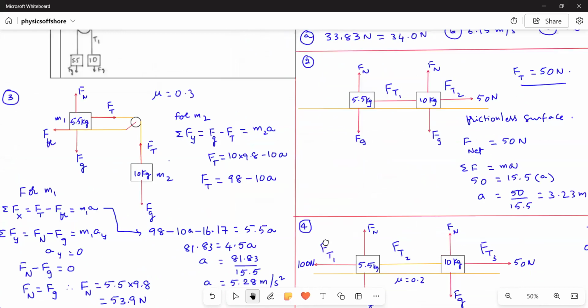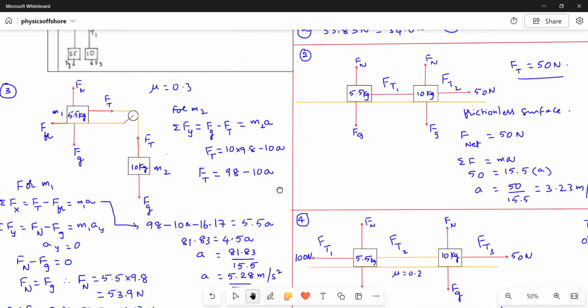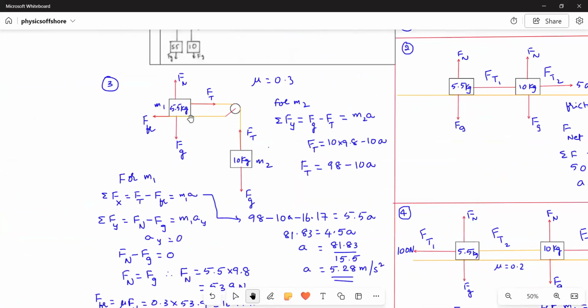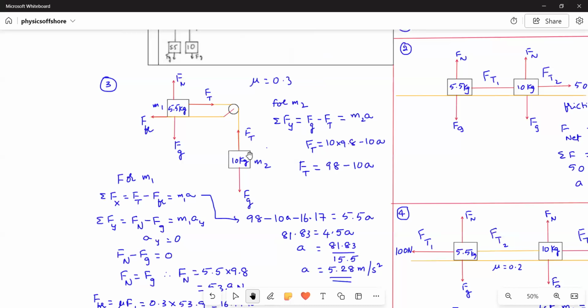Now, the third question. Here, one object is lying on a table, another object is hanging, and both objects are connected by a cable. The cable is passing through a pulley. We are considering the pulley as massless and frictionless. The first block, which is lying on the table, has a coefficient of friction between the mass and the surface of 0.3.